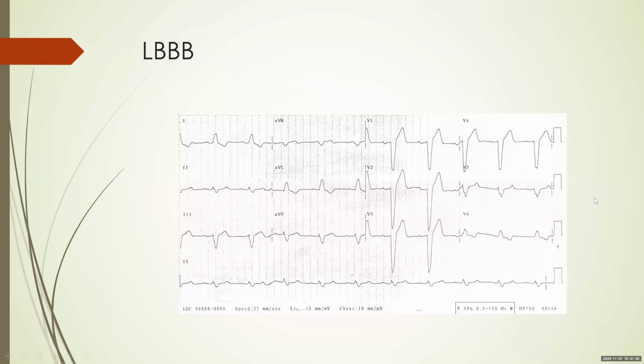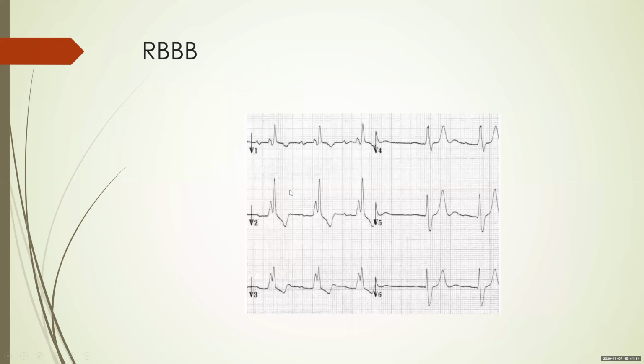This is again left bundle branch block, T inversions in V6, 1 and AVL. These are part of repolarization changes occurring due to a left bundle, not again CAD. Right bundle branch block, T inversions in V1 to V3. Again, these are part of repolarization changes occurring in a right bundle branch block, not related to CAD.